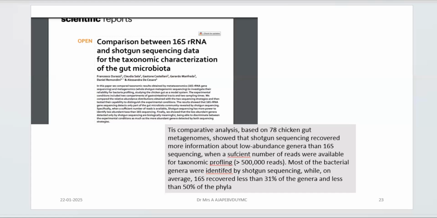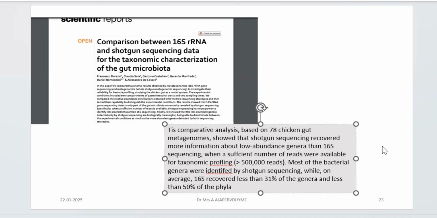The comparative analysis showed that based on 78 chicken gut metagenomes, the shotgun sequencing could recover many more bacteria than was recovered or studied with the help of 16S sequencing. Sufficient numbers of reads were available, and for taxonomic profiling, more than 5 lakh reads were available. So most of the bacterial genera were identified by shotgun sequencing, but not by 16S rRNA sequencing.